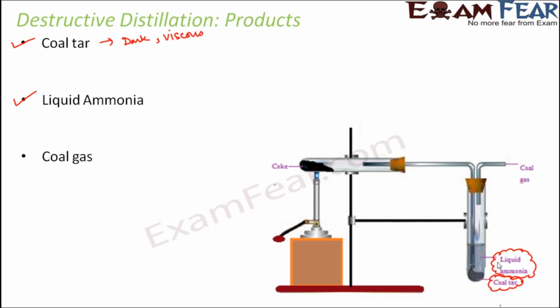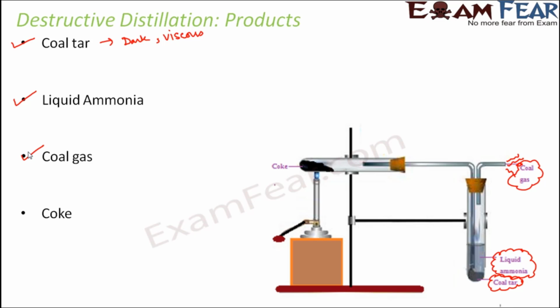Now, yet again, what do we see? There are certain vapors which do not react in any way. They do not get condensed. They do not form any layer in the vertical tube. They just go out of this vertical tube. We can actually see some vapors coming out of this tube. These vapors are nothing but coal gas. So that's how again we got another product out of coal.